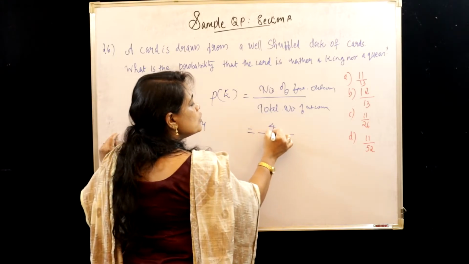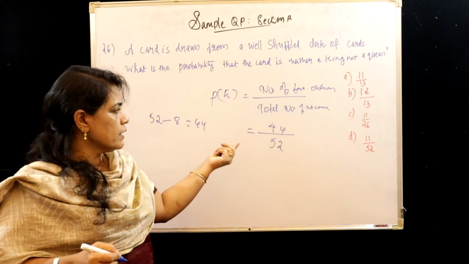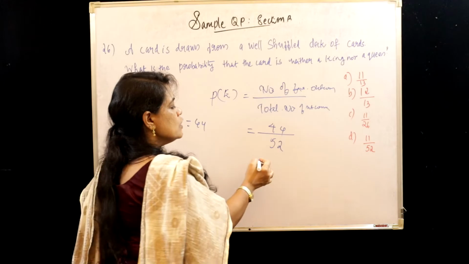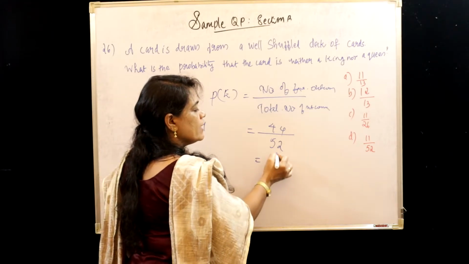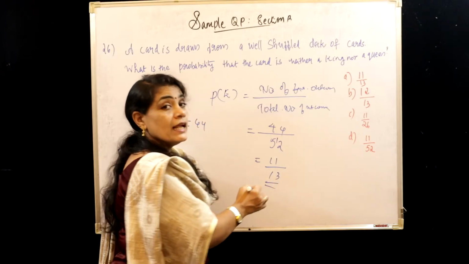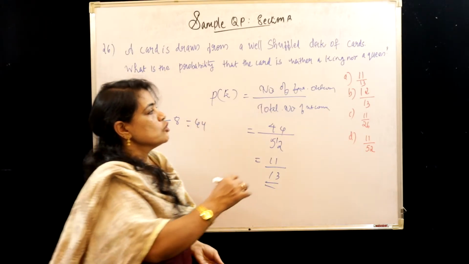That comes in the numerator, and you can divide by 4. 4 is the factor. So 11 divided by 4: in 5, 1, and in 12, 3. So 11 by 13 is the correct option.